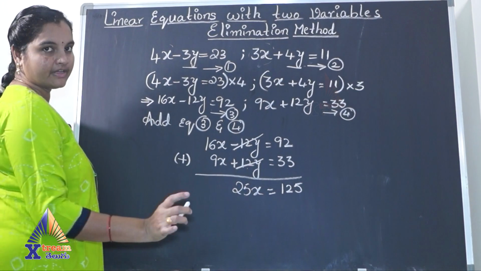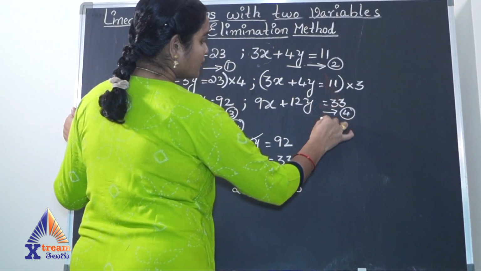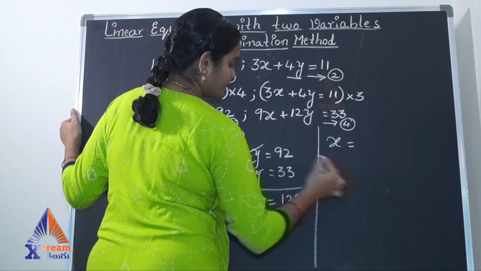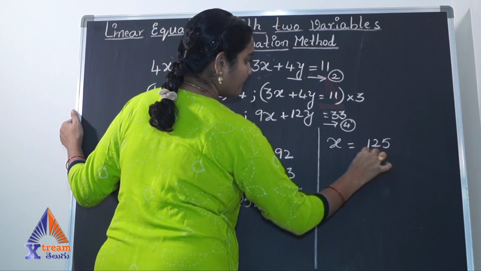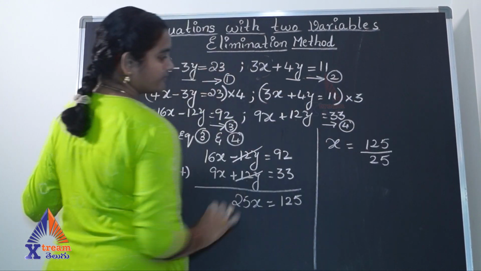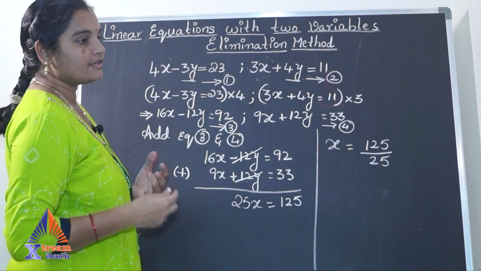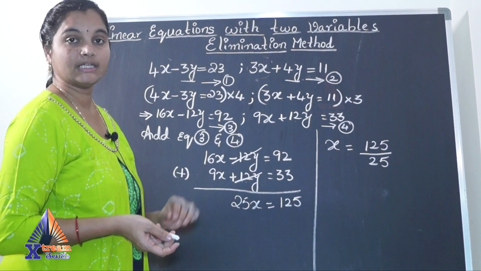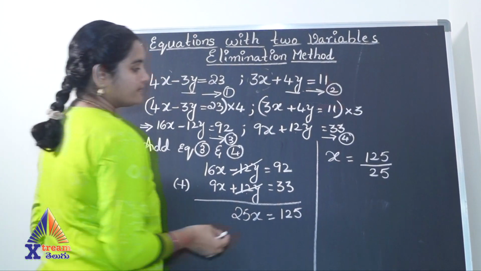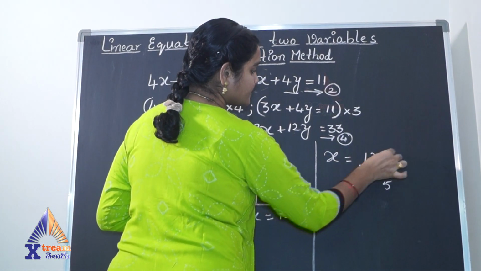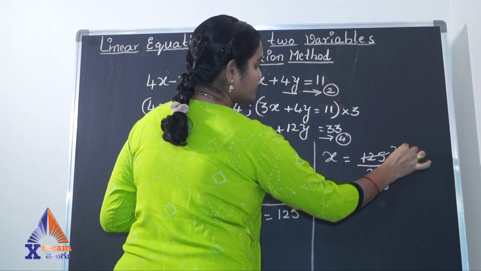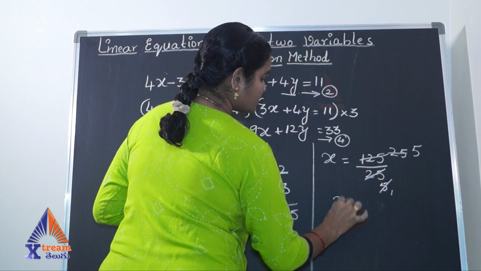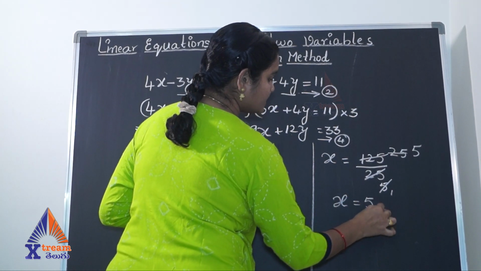Now we don't need the 25x value, we need the x value. So what do we do here? x is equal to 125 by 25. Now see, if you are very comfortable with the 25 table, then you can directly do it with that. Otherwise go with the 5 table. 5 5s are 25, 5 2s are 10, 5 5s, 5 1s and 5 5s. So what is the x value? The x value is 5.